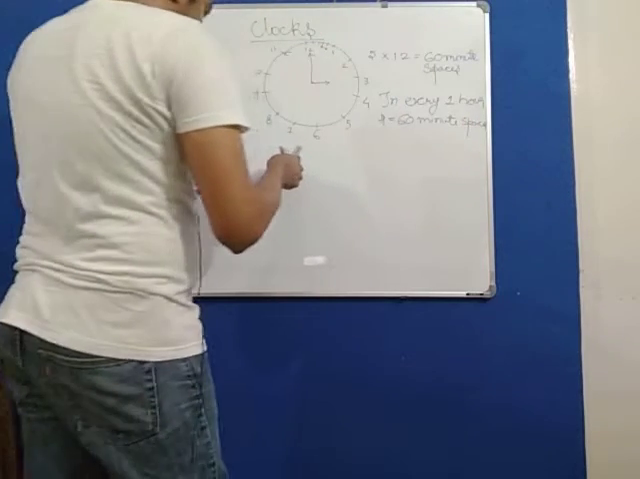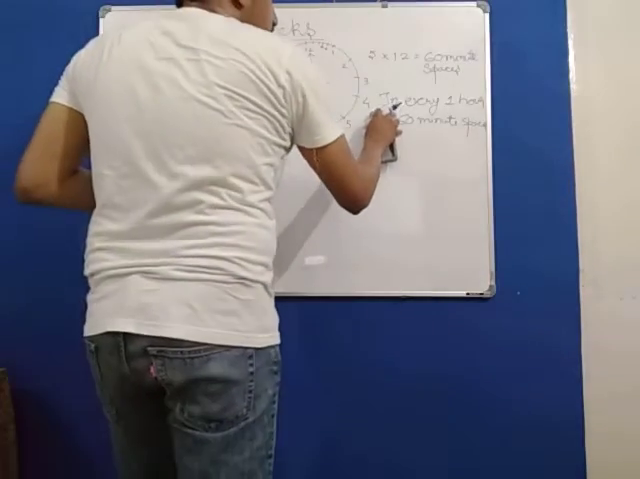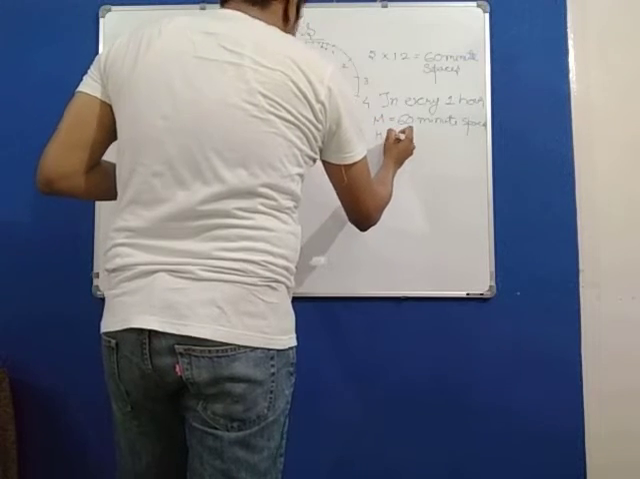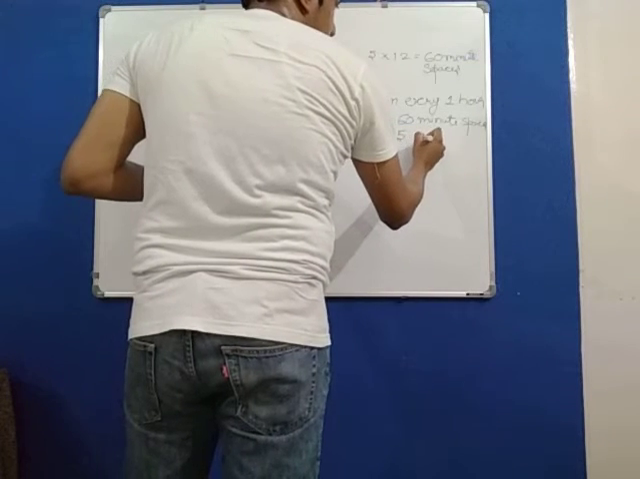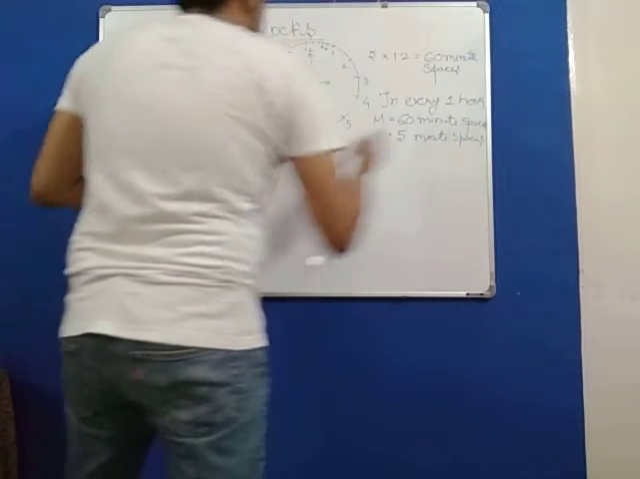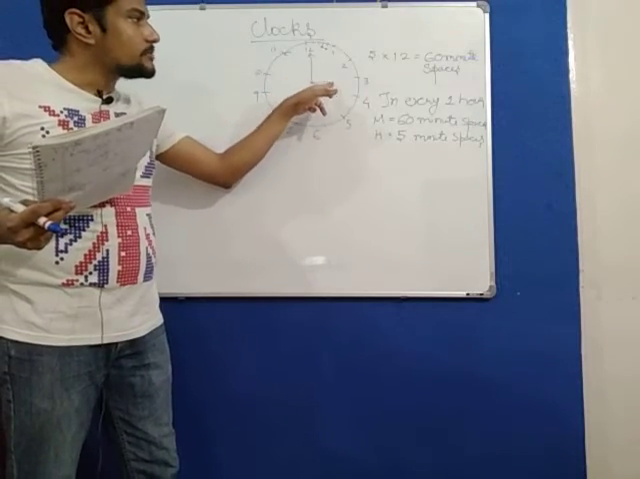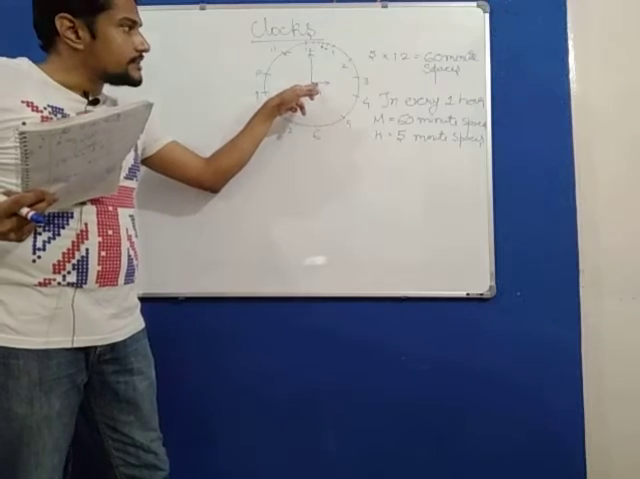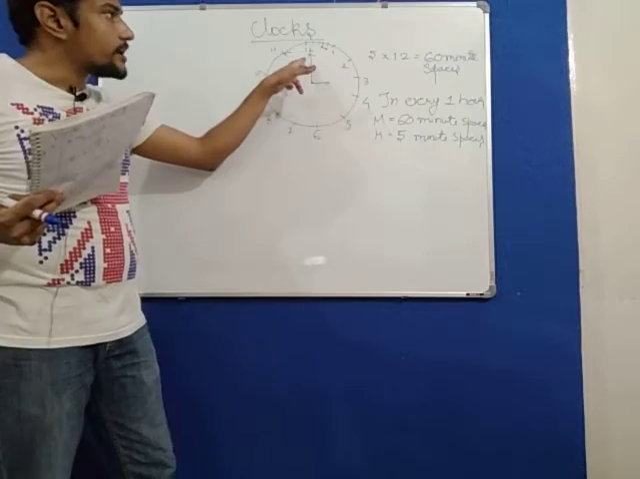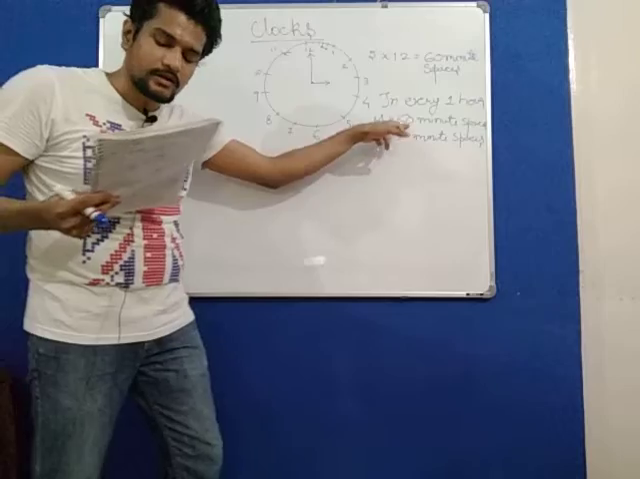whereas the hour hand will complete 5 minute spaces in 1 hour. That is because when the time is 3 o'clock, and from 3 o'clock the time becomes 4 o'clock, the hour hand will move from 3 to 4, that is, it will cover 5 minute spaces, whereas the minute hand will complete 1 round and will cover 60 minute spaces in a span of 1 hour.